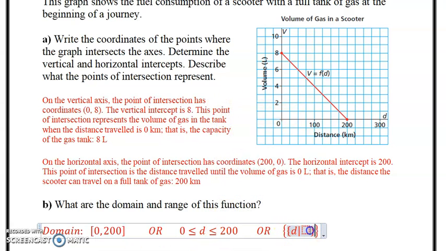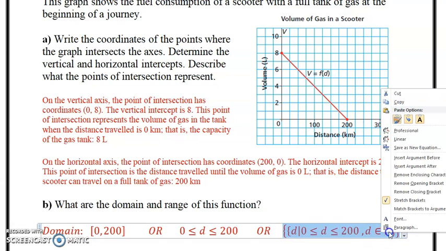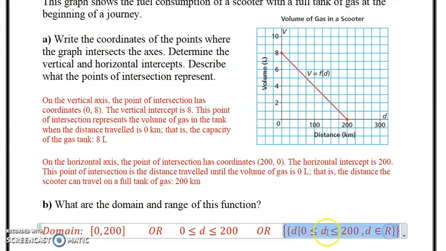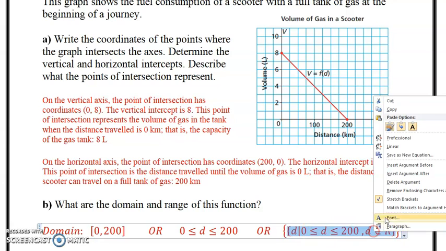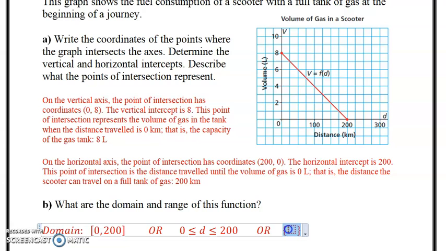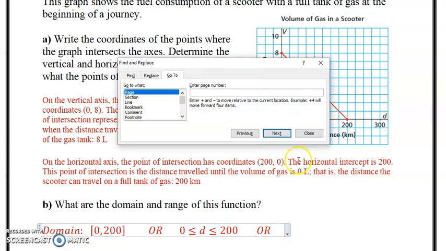cut that out. Sorry, folks. There we go. Cut that. This should be good. Two sets of brackets there. My apologies.